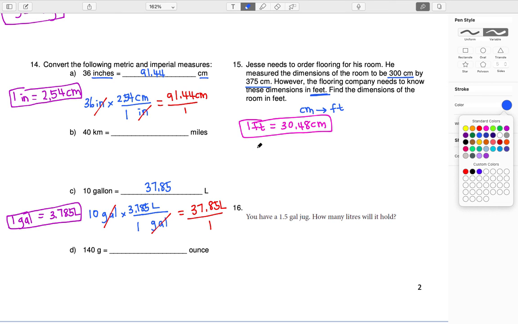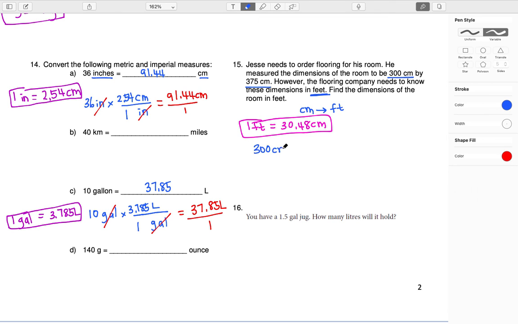So we're given 300 centimeter times 30.48 centimeter, centimeter goes at the bottom, and 1 foot is at the top. And then you do 300 times 1, because centimeter and centimeter cancel. So you get 300 feet over 30.48. And when you punch it in, you get about 9.8 feet. So that's the length.